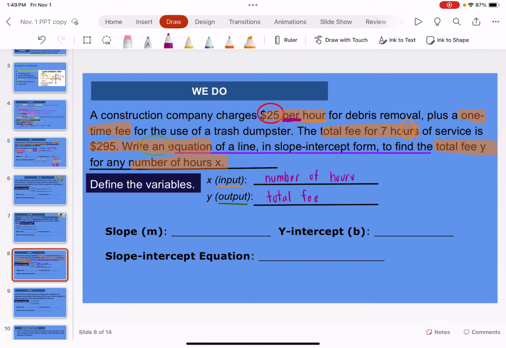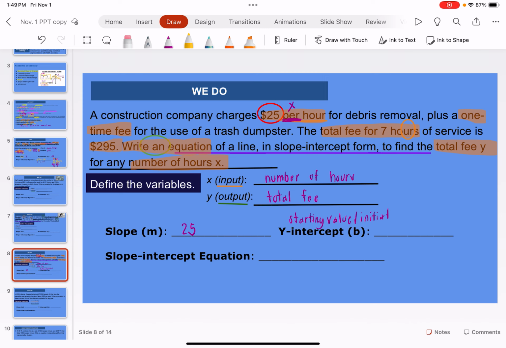The amount that they charge per hour tells us that we're multiplying, right? That's our x. And the number in front of that is 25. So that means our slope is 25. Then our y-intercept, the starting value, the initial amount, those are keywords for y-intercept, is going to be unknown right now. Okay, so in this case, that's going to be the one-time fee for the use of the trash dumpster.